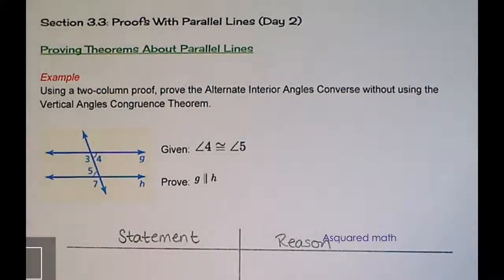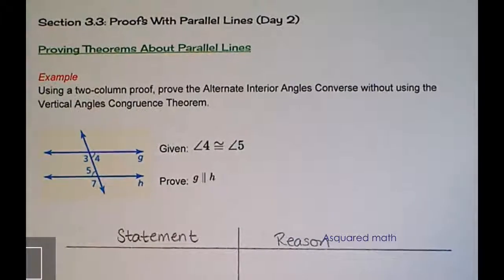Welcome back to day number 2 of section 3.3, Proofs with Parallel Lines. Today we are going to do 2 examples of proving 2 of the conjectures or theorems that we learned about yesterday. The first one says, using a 2-column proof, prove the alternate interior angles converse without using the vertical angles congruence theorem.